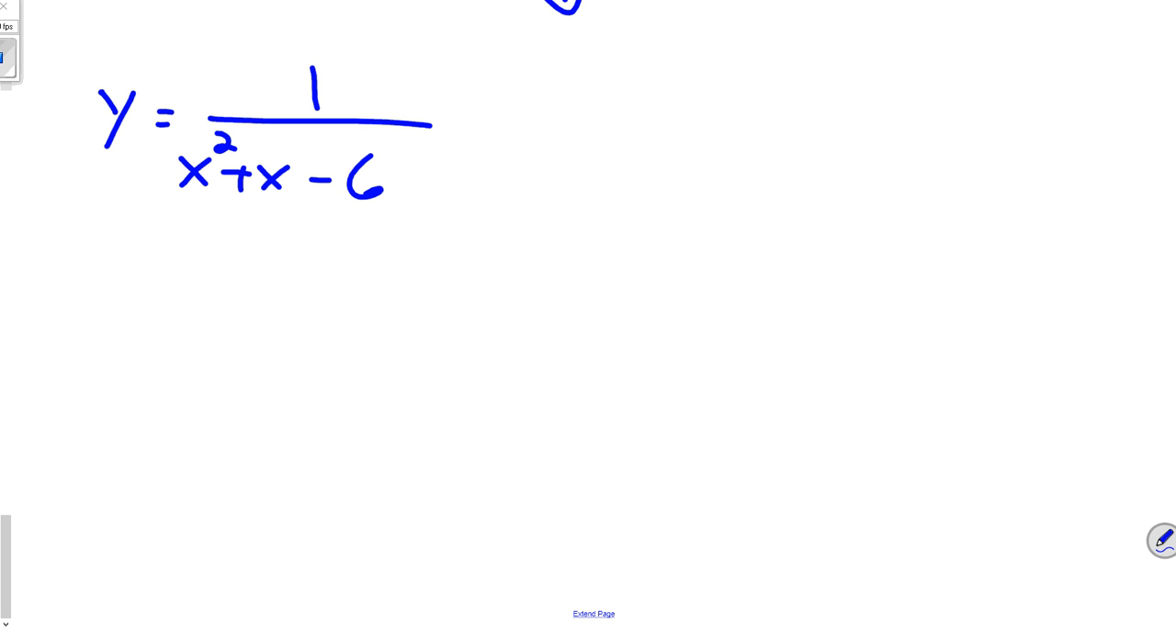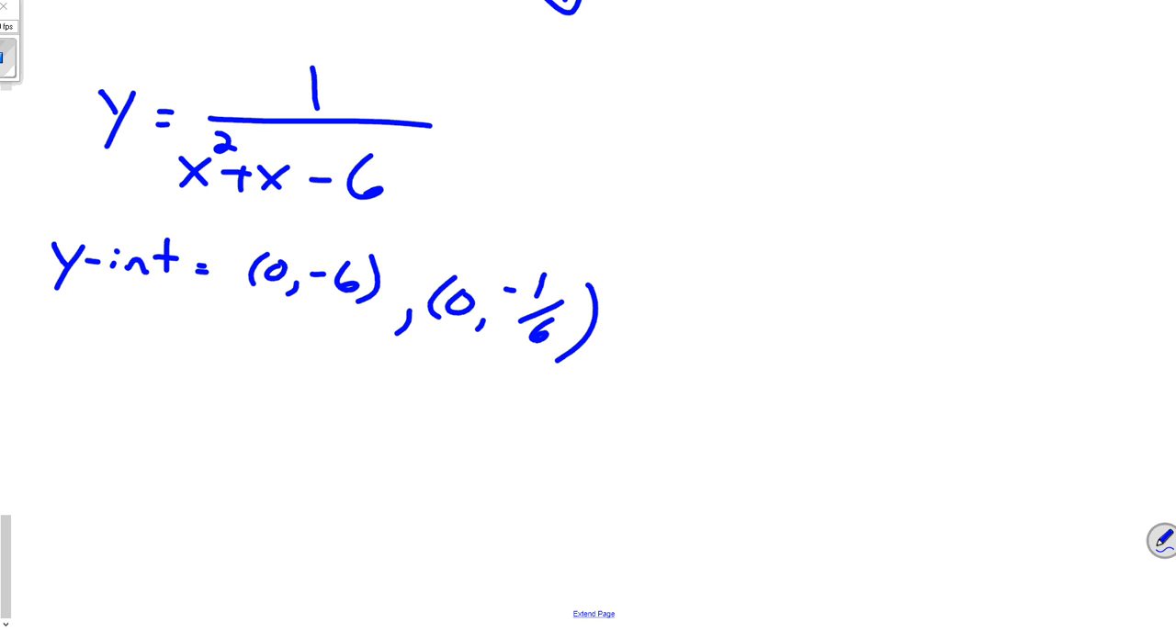Okay? So, let's graph this one. Well, where's my y-intercept? Very good. Is that 0, -6? So at the reciprocal, it's actually going to be at 0 and 1 over. Right? Now let's find the x-intercepts. So this is the big one. This is where you're going to get your asymptotes, right?